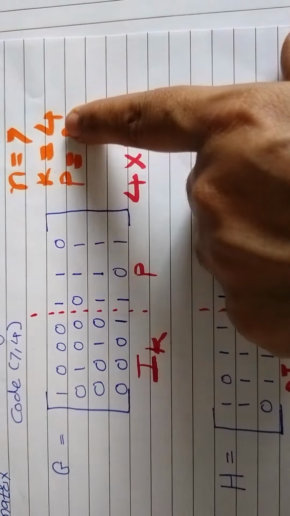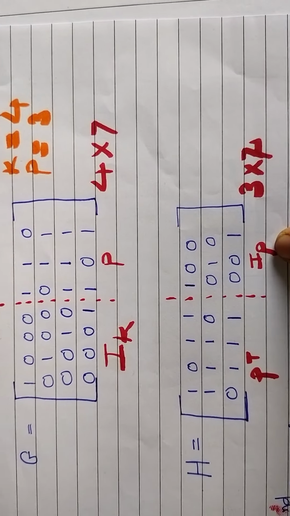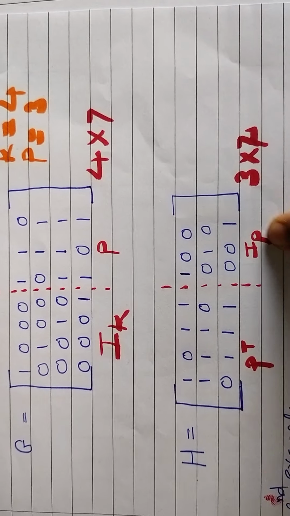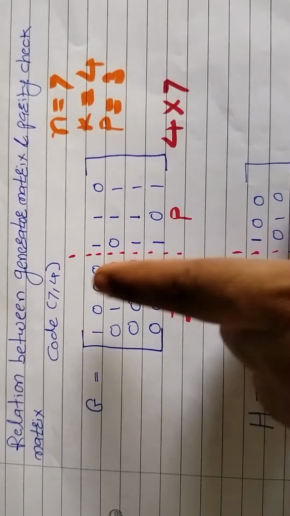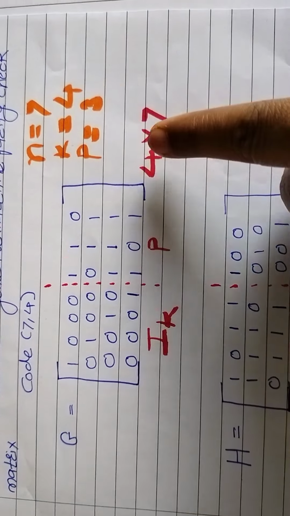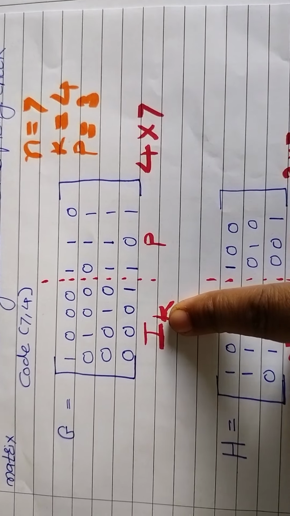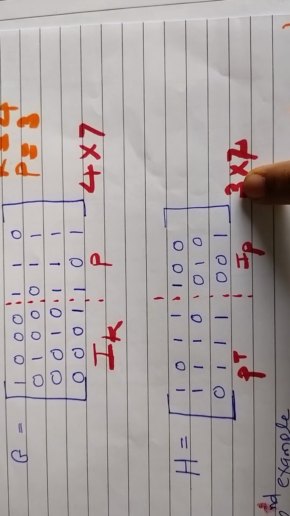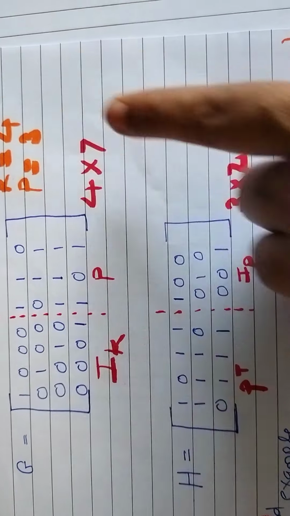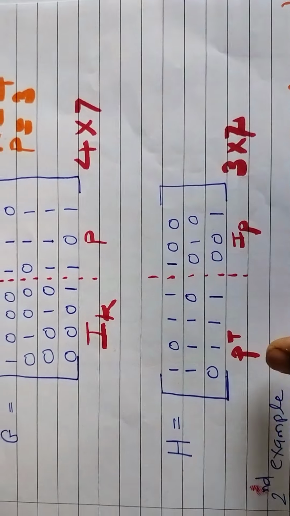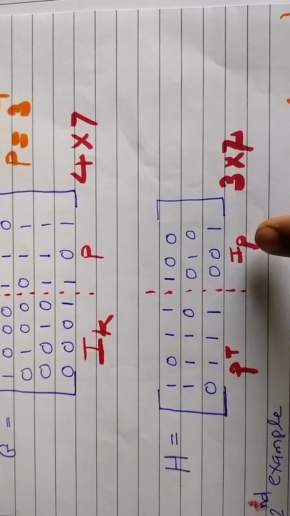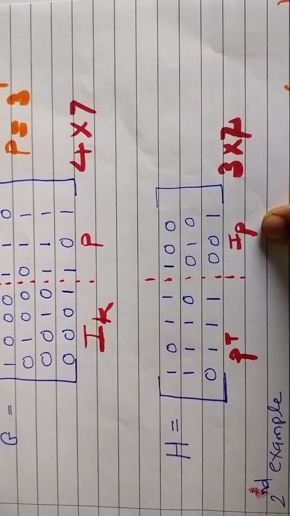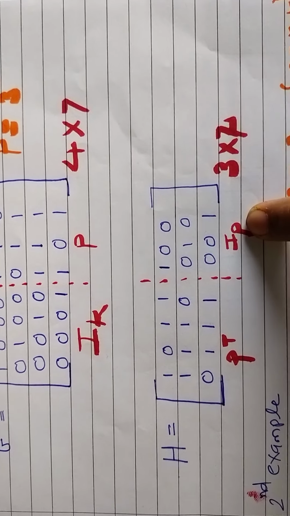So what is P? P is 3. So the identity matrix of dimension 3, a 3 by 3 identity matrix, is there. So it is very easy. For the (7,4) code, the generator matrix dimension is 4 into 7. First is IK, then P. Then for the H matrix, the dimensions are 3 into 7, that means P into N. You have to take the transpose and the remaining is the identity matrix, but it is of dimension P, that means 3.